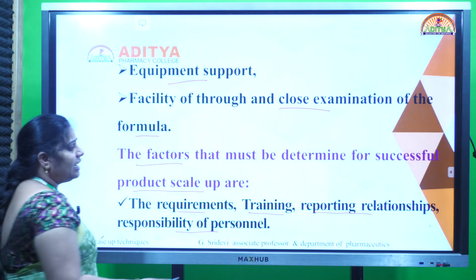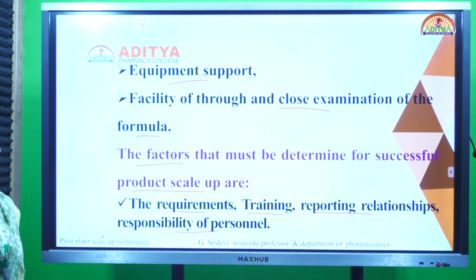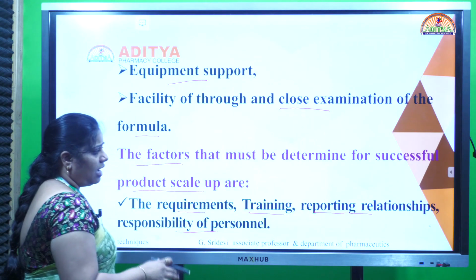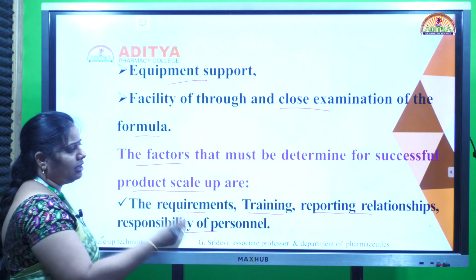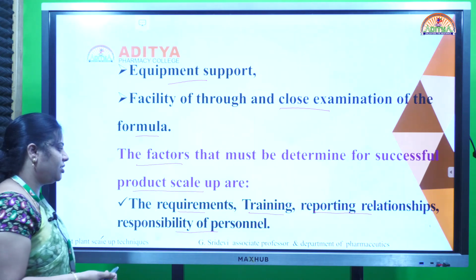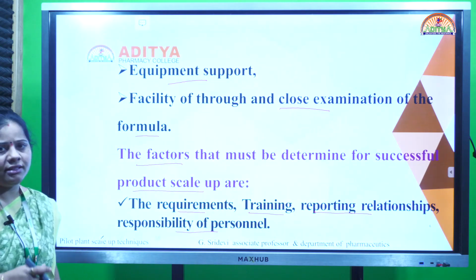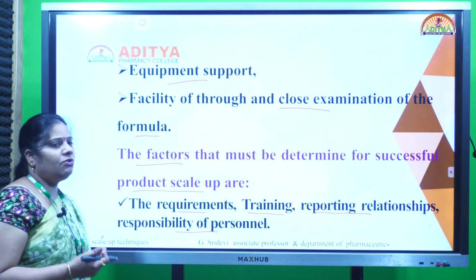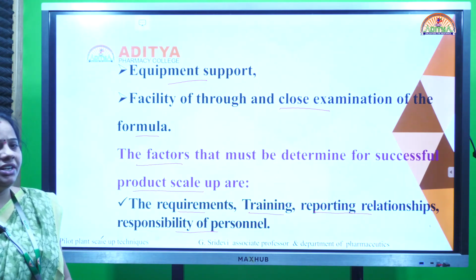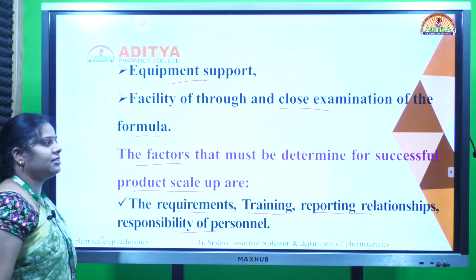Reporting relationships means that whatever activities they were doing in the different sectors, everything should be reported immediately at particular time intervals, so they can get a good quality output of the production. And next one, responsibility of the personnel. Whatever activities they were carrying out in the different sectors of manufacturing, they should know the responsibilities they hold while preparing these scale up activities. According to these things only, they are going to get the successful rate.